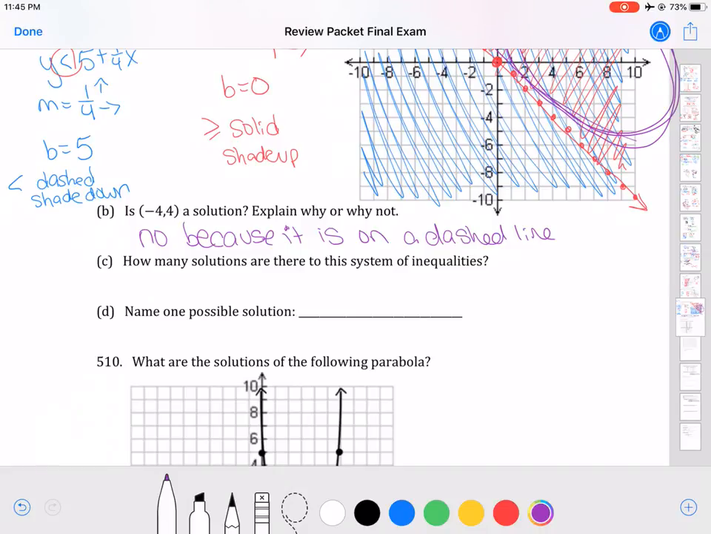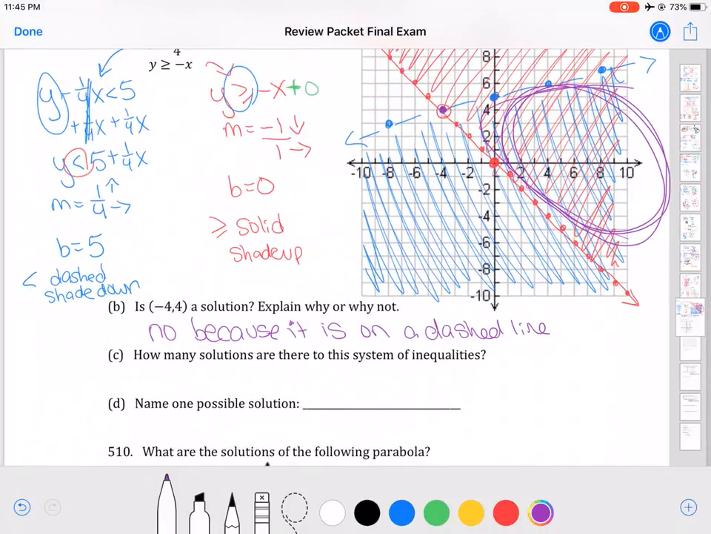If they were both solid lines, it absolutely would be. If they were both dashed lines, it still wouldn't be. The fact that it's on a dashed line to begin with just means that it is not a solution.